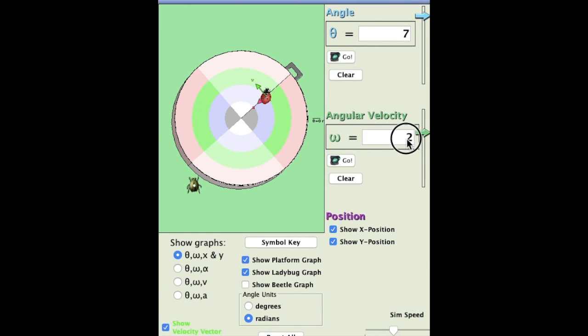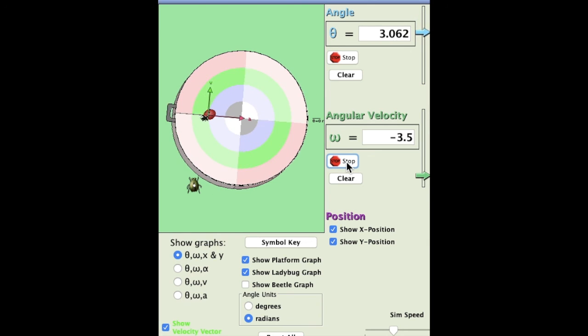Now, a negative angular velocity, say, for example, we're going to have here a negative 3.5 rad per second. Let's see what is going to happen to the bug. As you can see, it changed direction. So again, I want to emphasize angular displacement and angular velocity.